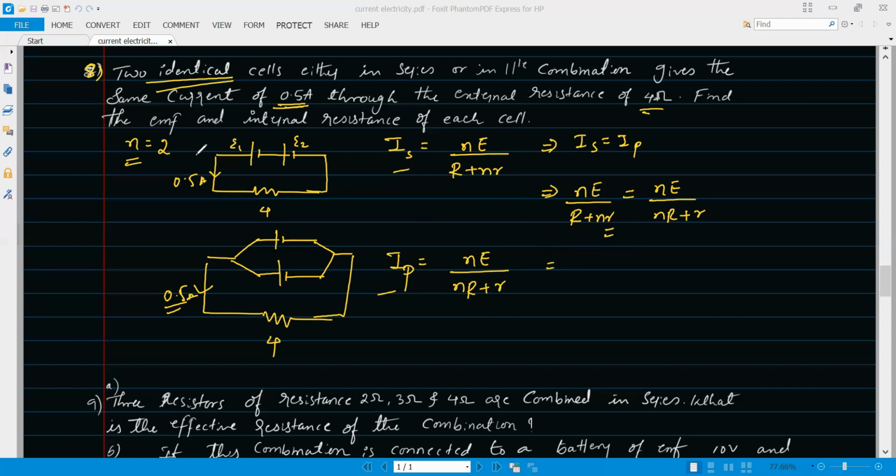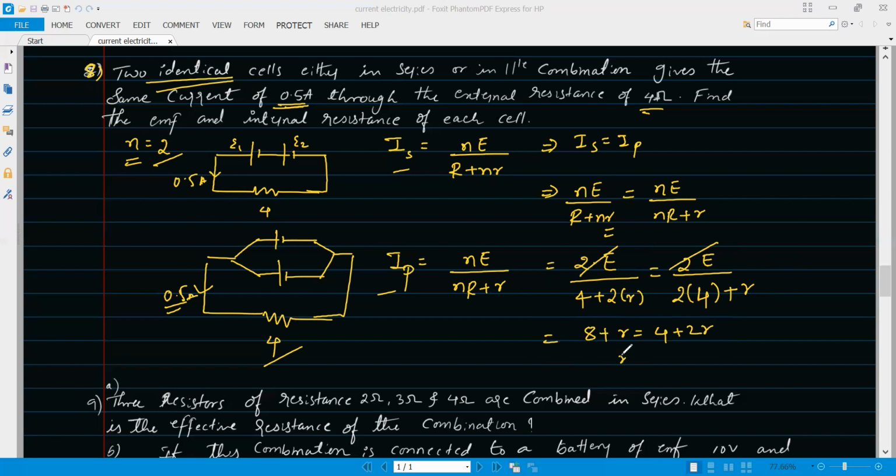So let us substitute. n is 2. So 2 into E divided by capital R, which is 4 ohms, that is 4 plus 2 into small r, is equal to 2 into E divided by 2 into capital R, that is 4, plus small r. The 2 here and the 2 there can be cancelled. Taking this side, 8 plus small r is equal to 4 plus 2r. So r is equal to 4 ohms. I hope you got this.